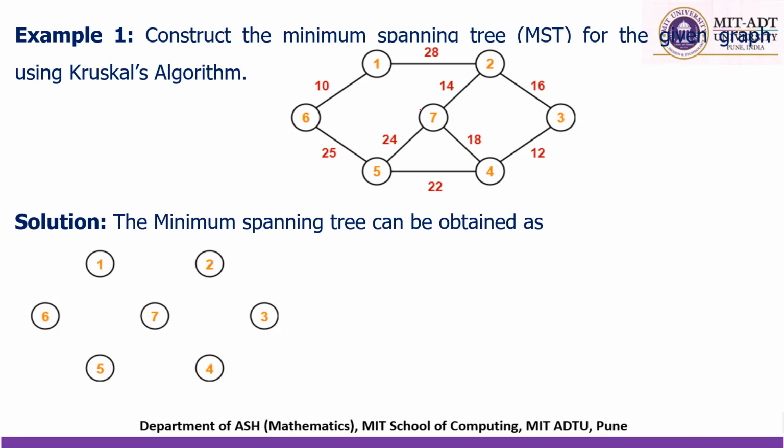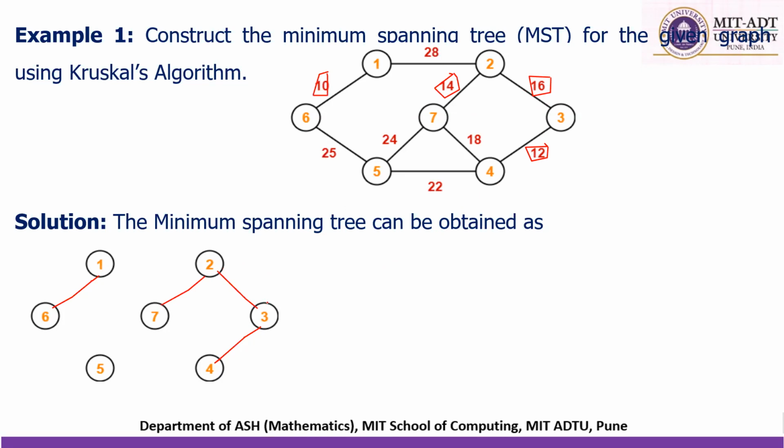Now, out of these, let us select which edge has the minimum weight. Just look here, the edge 1 to 6 has the minimum weight. So we first join these two vertices. After that, the second minimum weight is 12, so we join these two vertices. Then the third minimum weight is 14, so we join 2 to 7. Then 16 is the next minimum weight, so we join 2 and 3.